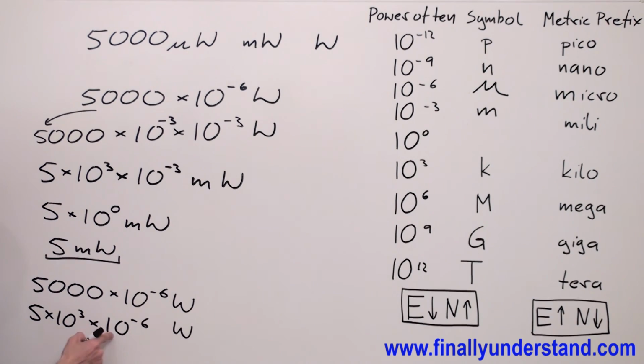And simply apply the properties of exponents, and I'm going to have 5 times 10, 3 plus negative 6 gives me negative 3 watts. And this is the solution to the problem.